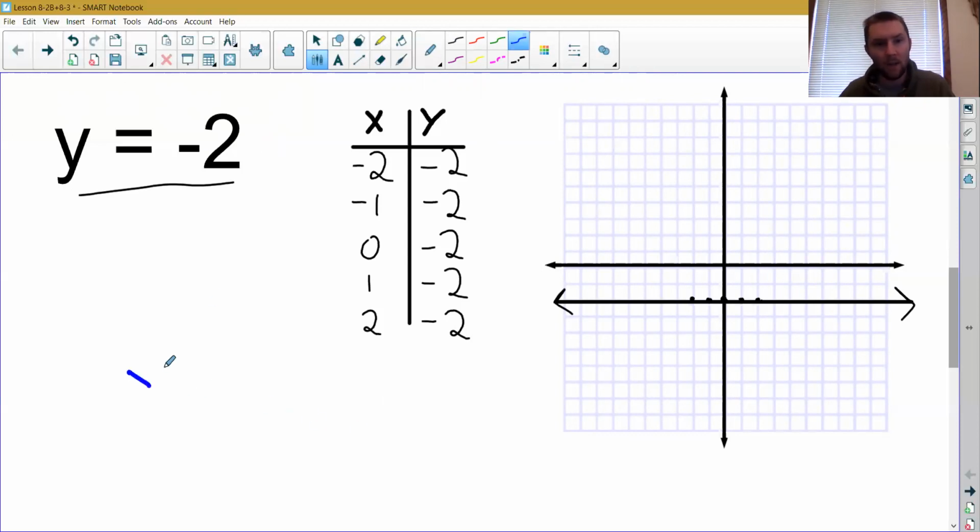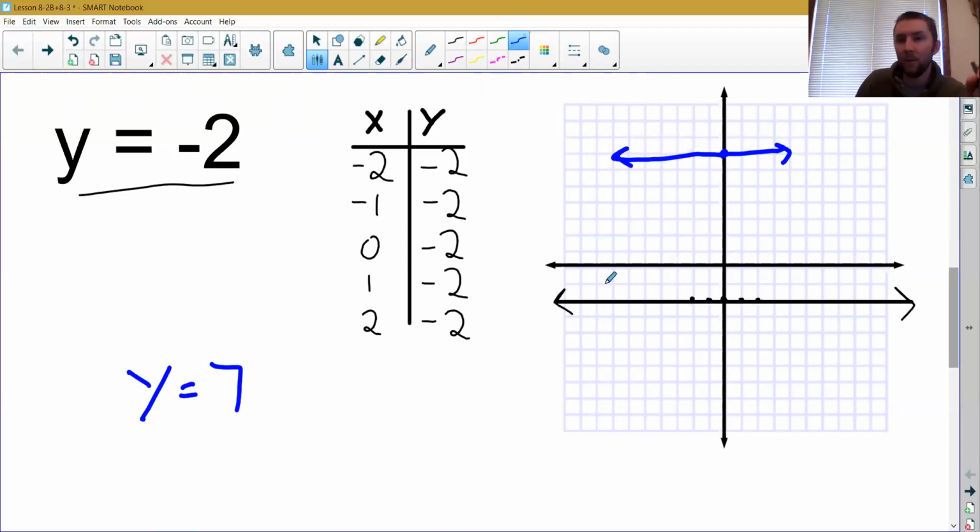So if we had, let's say, y equals 7, y equals 7 would be a horizontal line up at 7 on my y-axis. 1, 2, 3, 4, 5, 6, 7 up. And then I would go this way forever, and I would go this way forever. Okay, horizontal line, that's not perfectly horizontal, but that's the general idea, okay? No matter what the value is, if it just says y equals, it's going to be a horizontal line.